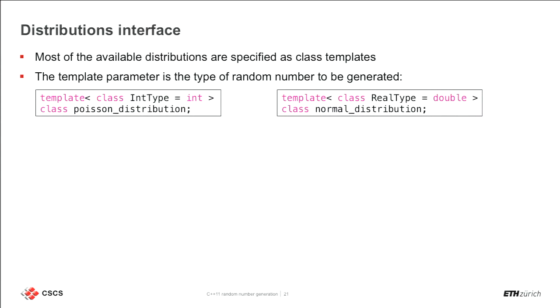They are also class templates, and the template parameter is always the type of the number returned by the distribution itself, which means that if you have a normal distribution, of course, the normal distribution is defined to produce floating point numbers. Yes?